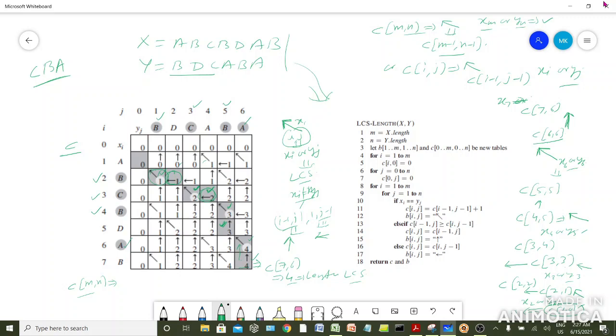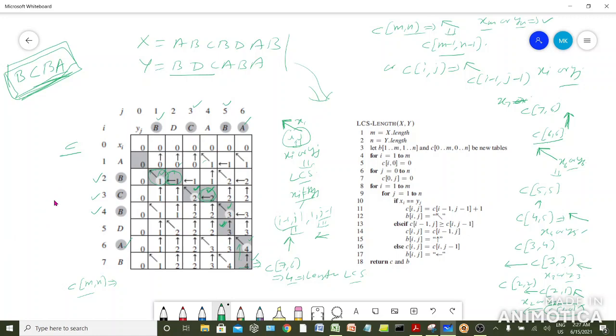It means at this stage we'll be able to print this b we just left. So at this stage we'll have our longest common subsequence printed. So the longest common subsequence is B, C, D and A. So this is how we are going to print the longest common subsequence.